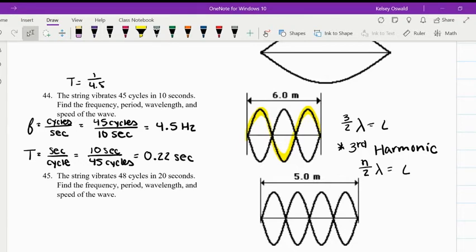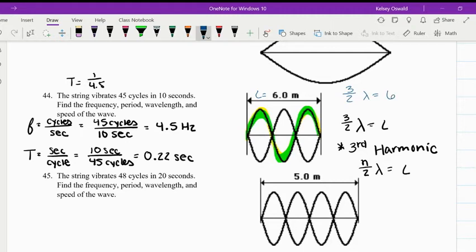Okay. So then the next thing we wanted to look at was wavelength. We already noted that we had 1.5 wavelengths in the length of the string. This problem is nice enough to tell us that the length of our string is 6 meters. So we know in that 6 meters, we have 3 halves of our wavelength.